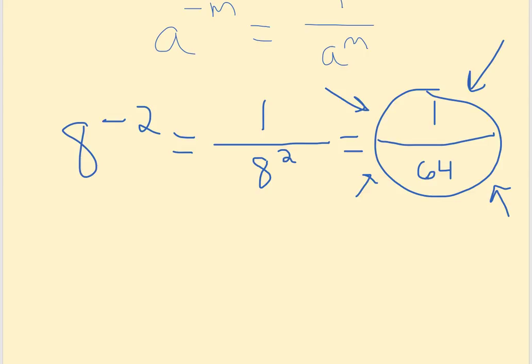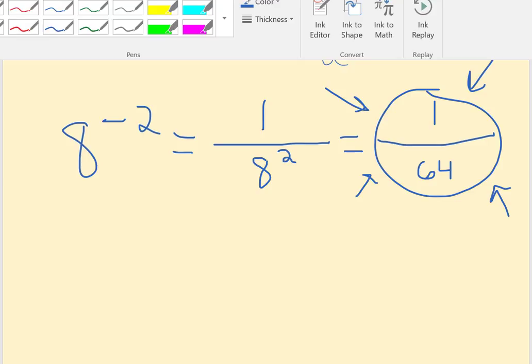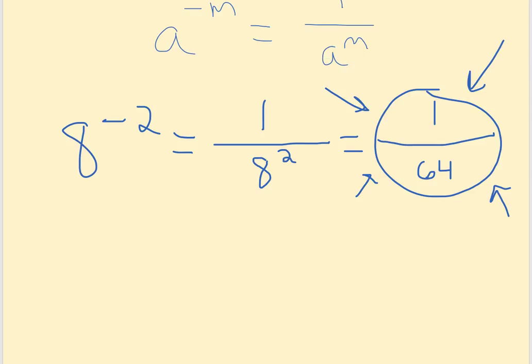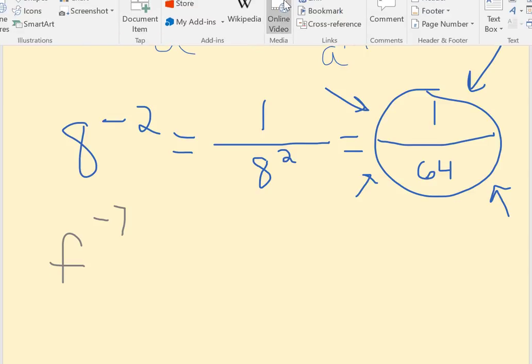Let's look at this example here. If I have f, so this is just giving you a variable, f to the negative 7th. The directions are going to say simplify. Leave no negative exponents.